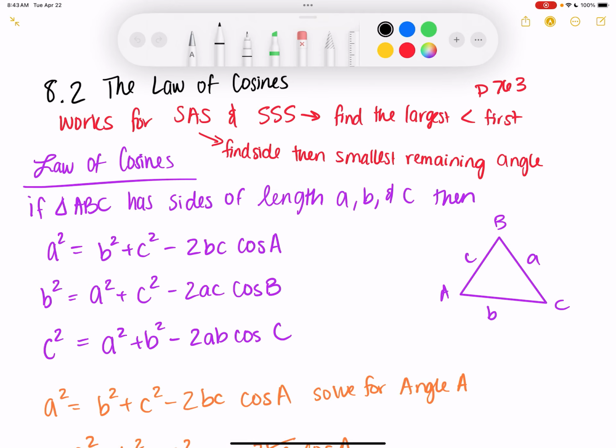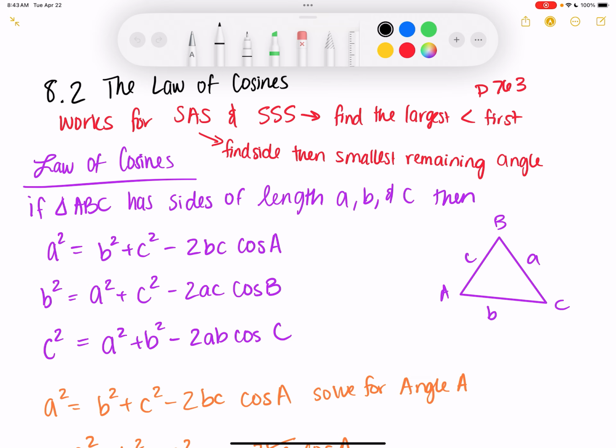A quick refresher here, law of cosines works for side angle side or side side side. And so we have the formulas given to us. Again, you really only have to know one of them. If you know one of them, you can figure out the other ones as far as just knowing what goes where. But when we get to the quiz on Friday, on 8.1 and 8.2, I'll let you write down all the formulas for law of sines, law of cosines.